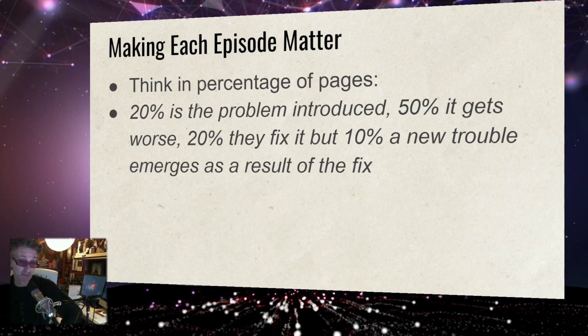So think in terms of percentage of pages. Maybe 20% of the activity is introducing the problem, 50% is the problem getting worse, 20% is the fix, and 10% is the setup of the new trouble. So if it's a 25-page script, 2.5 pages are dedicated to creating a new problem at the end of that episode. Just look at it in terms of the sheer number value. And then you'll learn through doing how long it takes to get an idea out, and how much screen time your ideas take to execute.